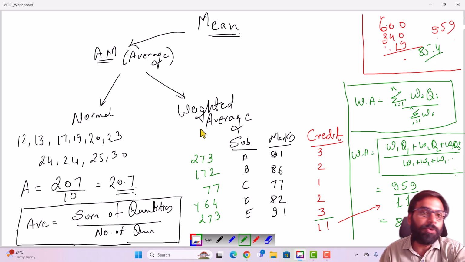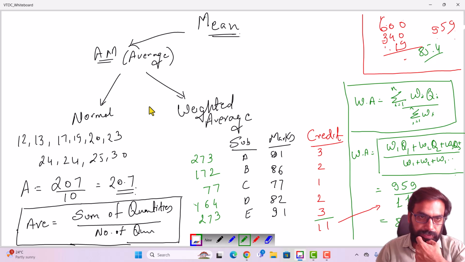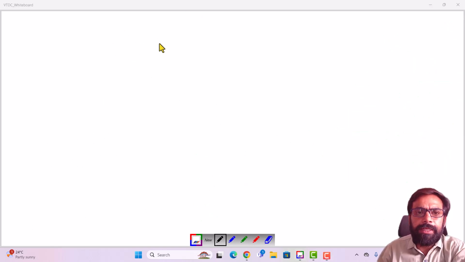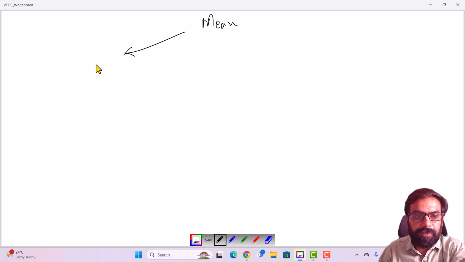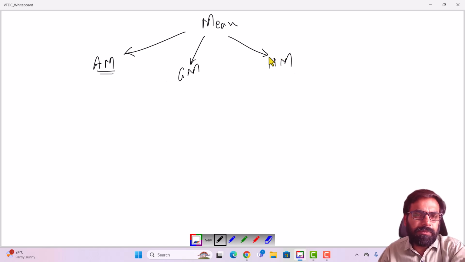Now let's move on to the real meaning of average and what is the application of average over here. Okay, so we'll see that. So till now we have understood that mean has 3 kinds over here. One is arithmetic mean. We have just seen this arithmetic mean. Then we have something called geometric mean, and there is something called harmonic mean. Well, these two are applied not that frequently, but still are important.